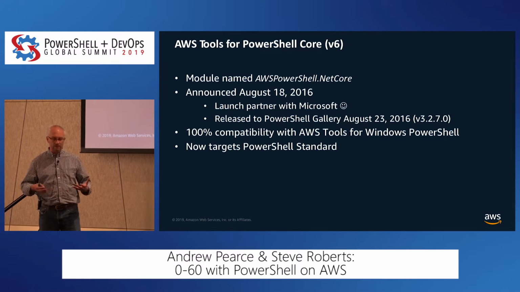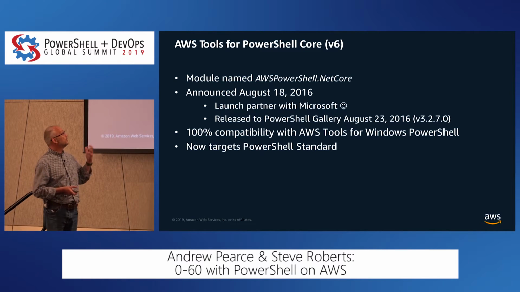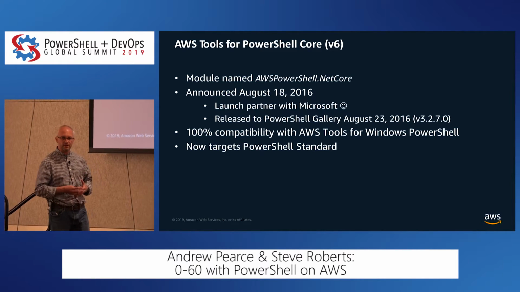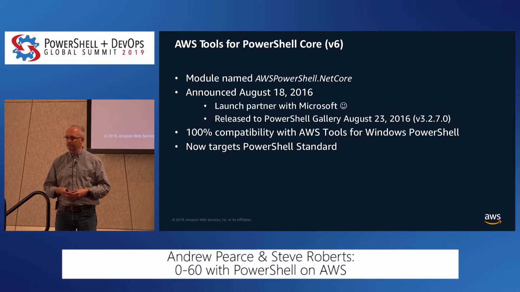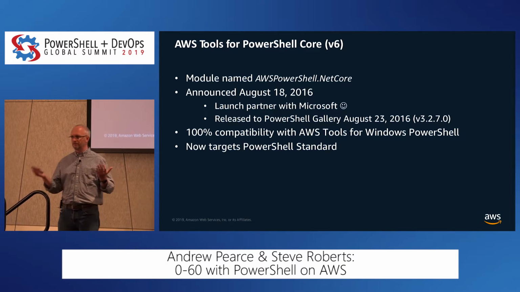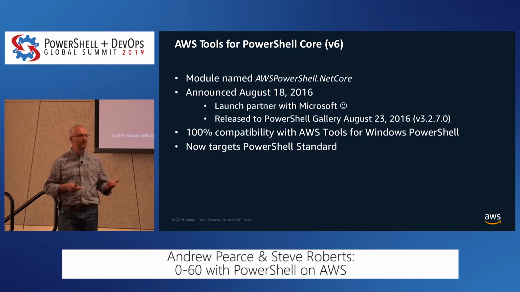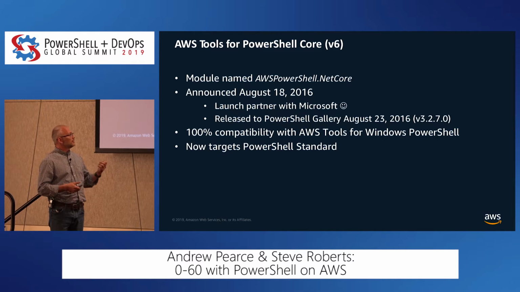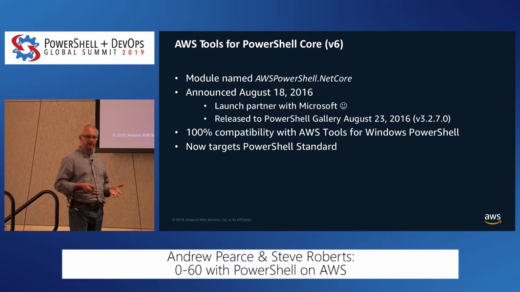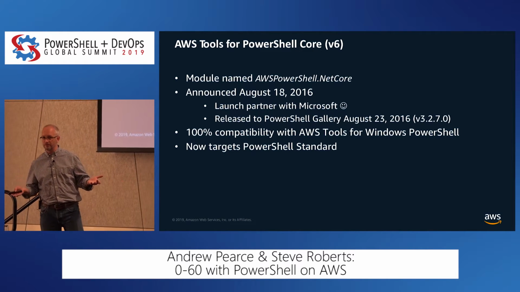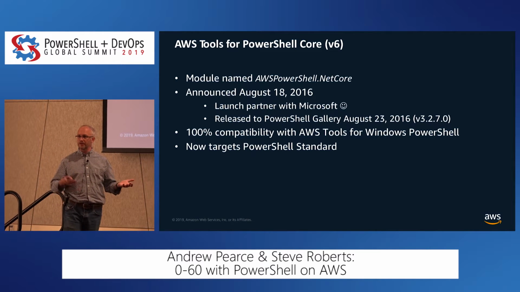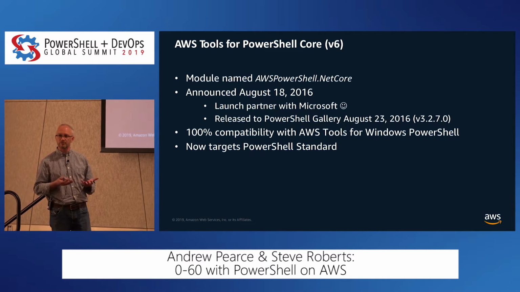As of last week, the AWS PowerShell .NET Core module has reached 100% compatibility with the Windows PowerShell module. The Windows PowerShell module, or AWSPowerShell as it's known on the gallery, can be used with PowerShell versions 2 through 5.1 on Windows. The .NET Core module has now adopted PowerShell Standard. What this means is you can run this module on PowerShell versions 3 through 5.1 on Windows, or PowerShell 6 on Windows, Mac, or Linux. So now you have really portable scripts.